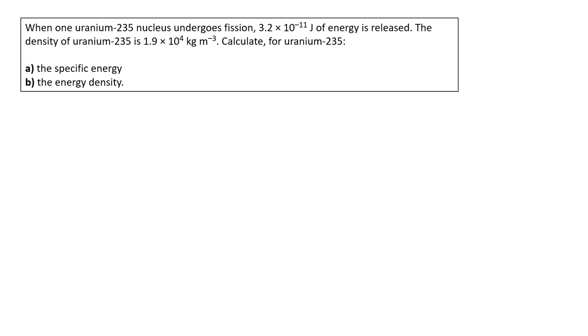Did anyone get the answer? No, sir, I'm confused. Somil, you're done? Yes, sir. Tell me your value for part A. For A, I got 1.93 into 10 power 16 joules per kilogram. Okay, can you tell me your approach? What I did was, the energy value they have given is for one uranium 235 nucleus, right? Yes, correct.